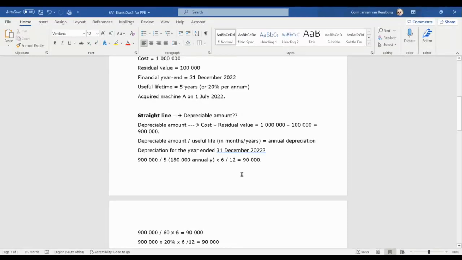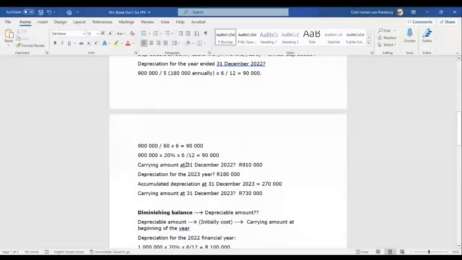So now let us go and look at what we've typed there. It should be exactly the same. So we can see our carrying amount at the end of 22 was 910,000. We had further depreciation of 180,000 rands in the 2023 year, which then in turn means that our accumulated depreciation at the end of that 2023 year would be 270,000, which means that our carrying amount of that particular asset will be 730,000. So you can see as the depreciation from the one year to the next accumulates, your carrying amount is going to become less and less and less.